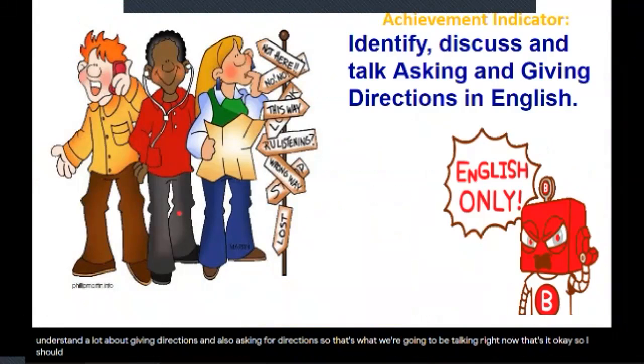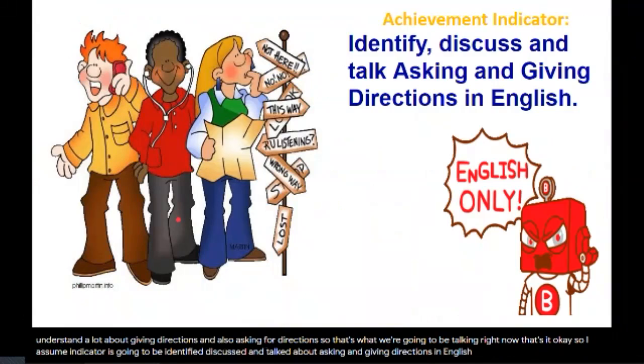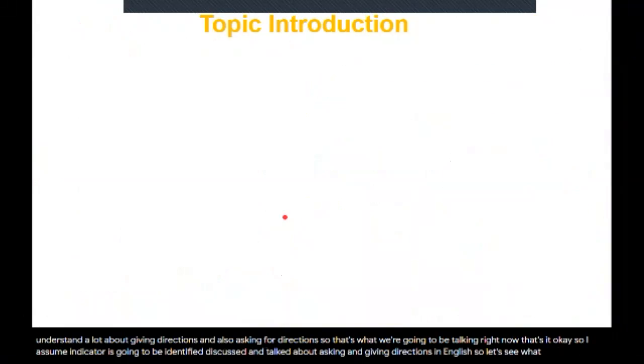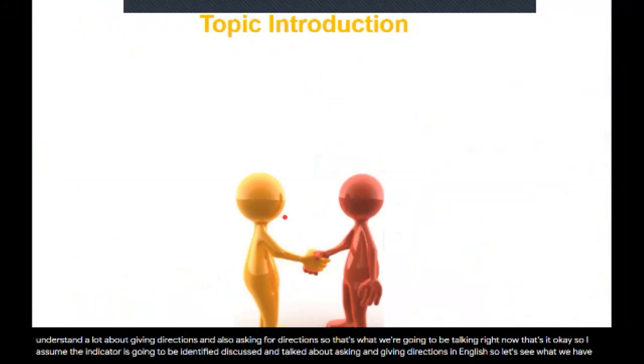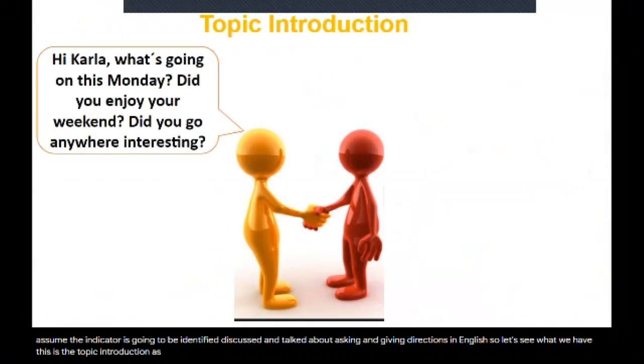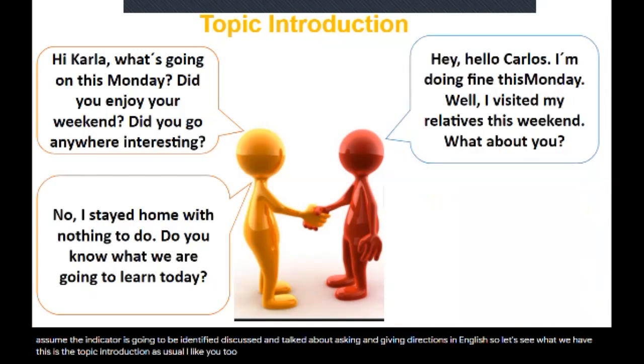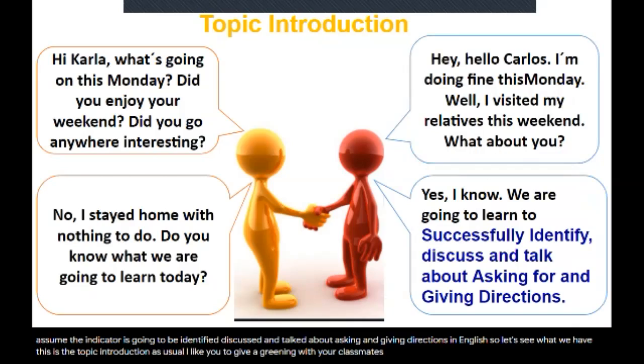The achievement indicator is going to be to identify, discuss, and talk about asking and giving directions in English. So let's see what we have. This is the topic introduction, as usual. I'd like you to give a greeting with your classmates. Listen to my intonation and also the pronunciation.